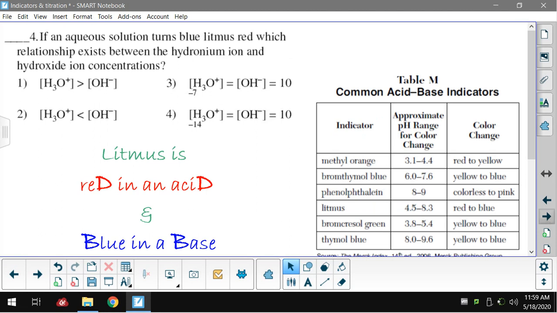Number 4, if an aqueous solution turns blue litmus red, which relationship exists? Well, you know that if it turns blue litmus red, it's turning red because of an acid. So if it's an acid, that means you're going to have more hydronium, more H3O plus ions than hydroxide ions. And that's what this is, number 1. The hydronium ion concentration is greater than the hydroxide ion concentration. Remember, the square brackets are read as concentration. A lot of information there.